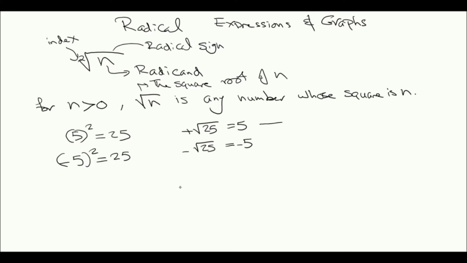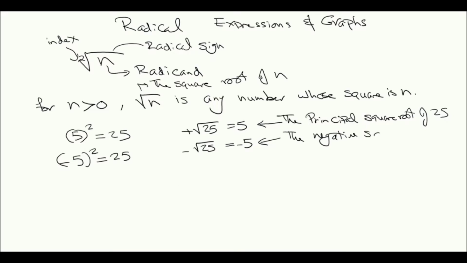This positive square root is called the principal square root of 25. The negative case is called the negative square root of 25. So non-negative numbers like 25 are going to have two square roots.